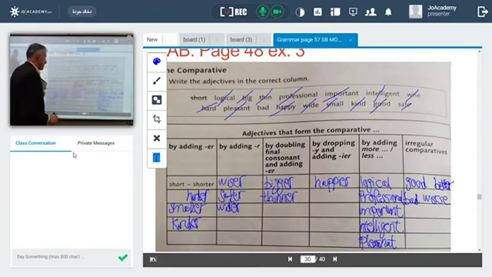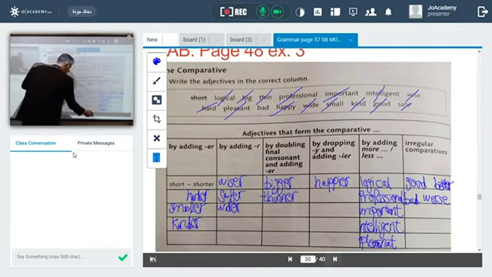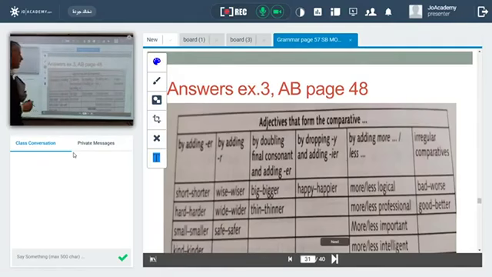Okay, so these are the adjectives. We made them in the table comparative. We wrote the adjectives according to their groups. Let's see if our answers are right or wrong. Answer exercise 3, activity book, page 48.